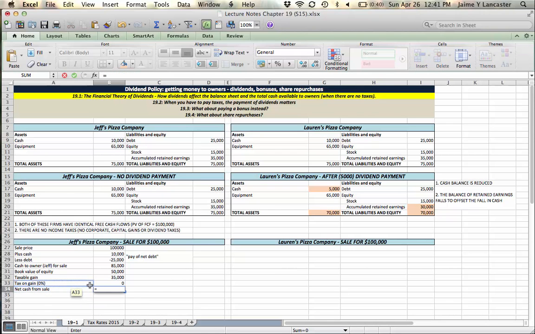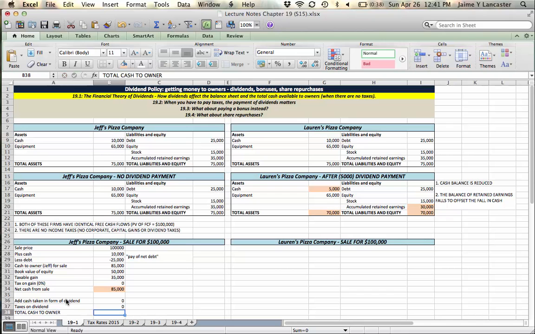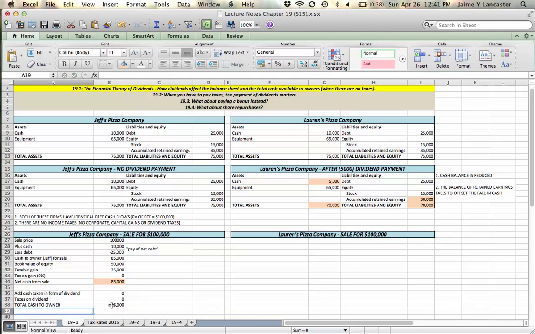So when he went to take the money to the bank, what would he have? He'd have the 85,000 in cash he received minus the 0 in tax that he paid. He'd receive this $85,000. Just for the purpose of comparison, we're going to do this in a second when we look at Lauren's. We're going to add the cash taken in the form of dividend, which in his case is 0. He didn't take a dividend. He won't have paid any taxes on that dividend. But now, the amount of cash that goes to him in total, $85,000.